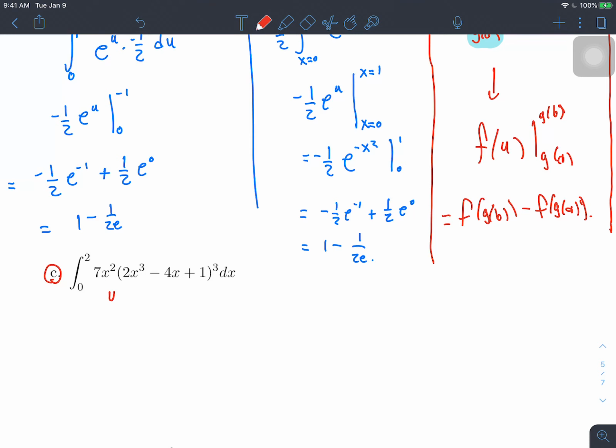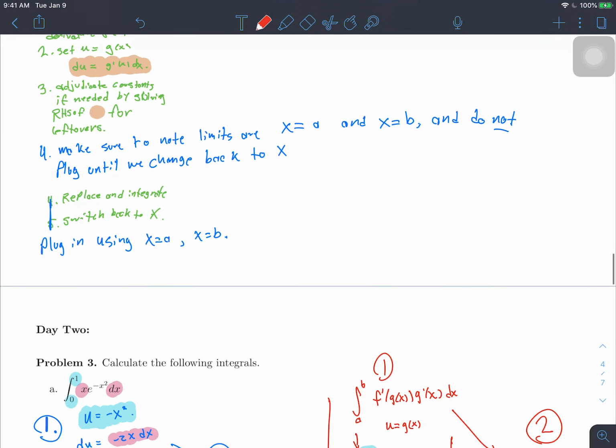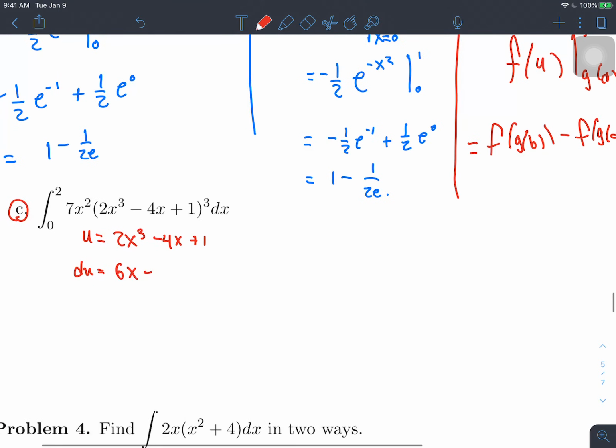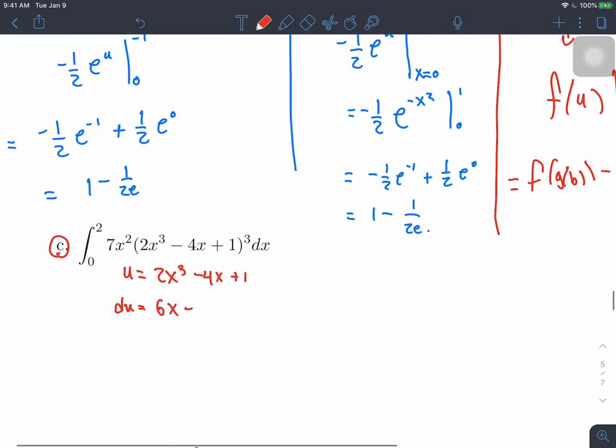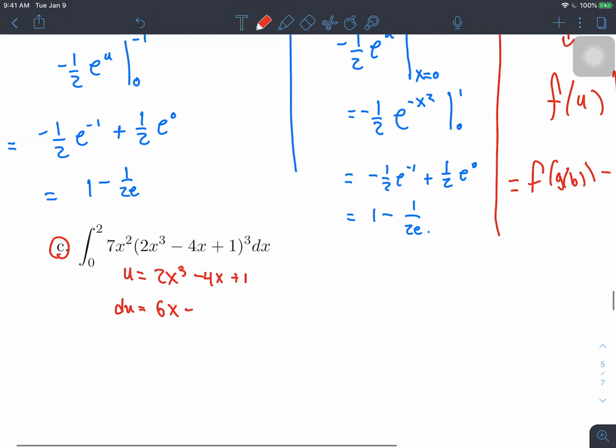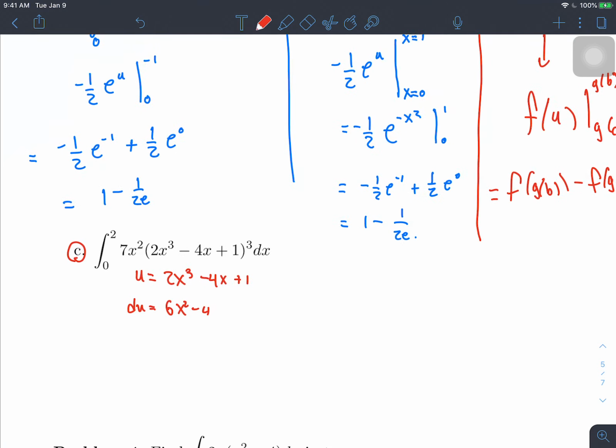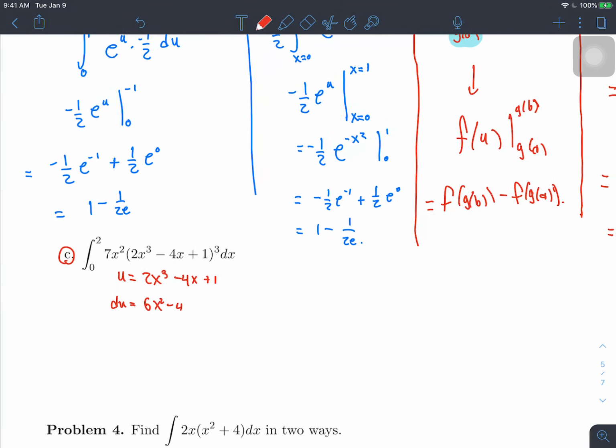Okay, so I think I should choose u to be the thing on the inside, 2x cubed minus 4x plus 1, because its derivative, or a constant multiple of its derivative, is right out front. It's 7x squared. So if I choose this to be that, then du is going to be equal to 6x minus, oh, hang on a second. Hang on a second, what is happening? Can this be done?